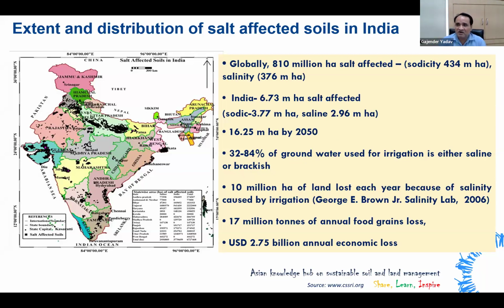Apart from that, our groundwater quality is also saline. There are 32 to 84% of saline groundwater in different states. It is predicted that we can lose around 10 million hectares of land each year under salinity. In India, there are 17 million tons of annual food grain loss due to salinity alone, and the economic loss is 2.75 billion USD.